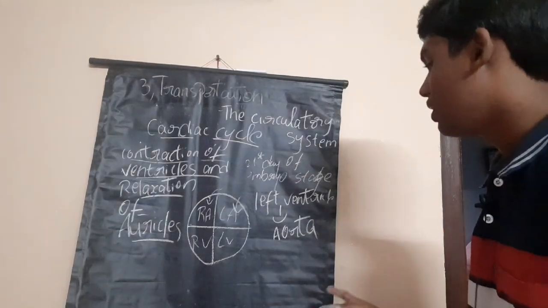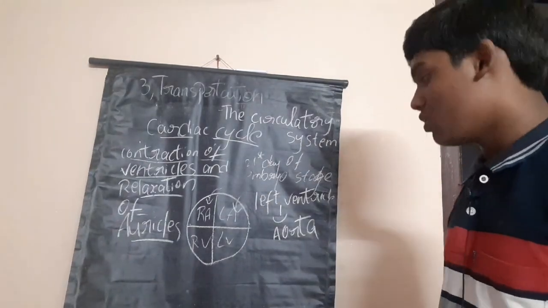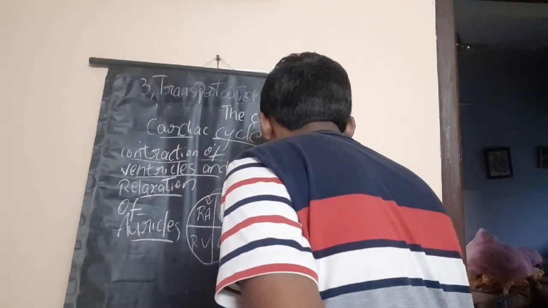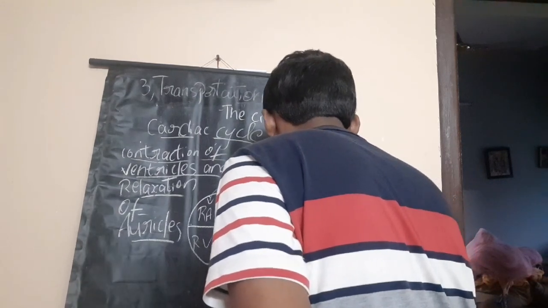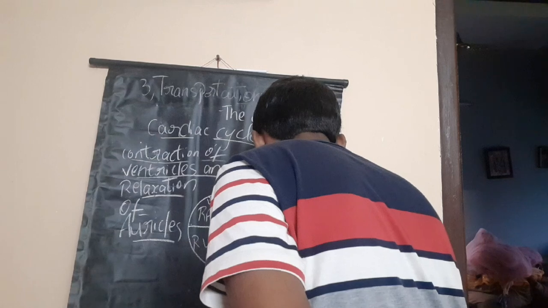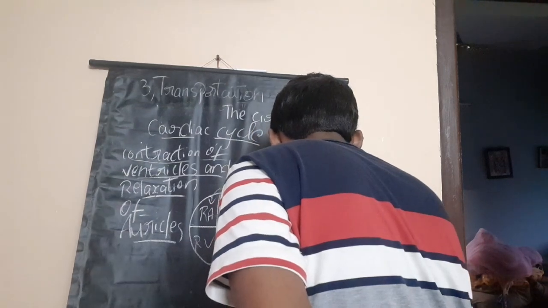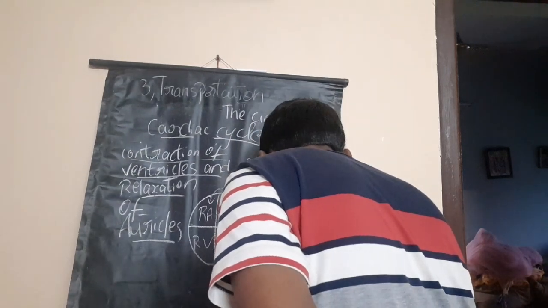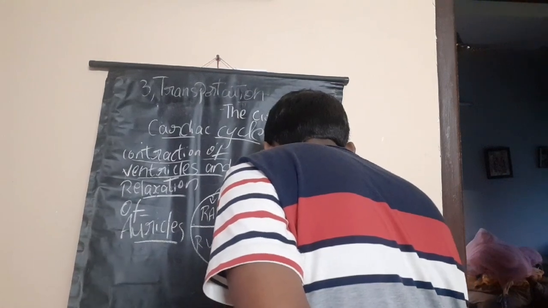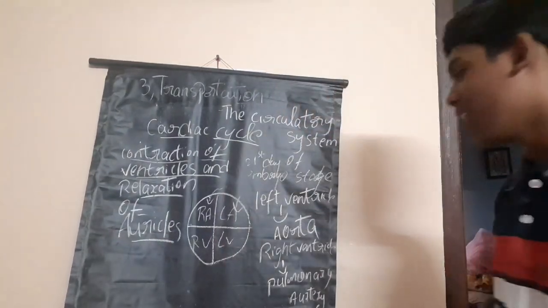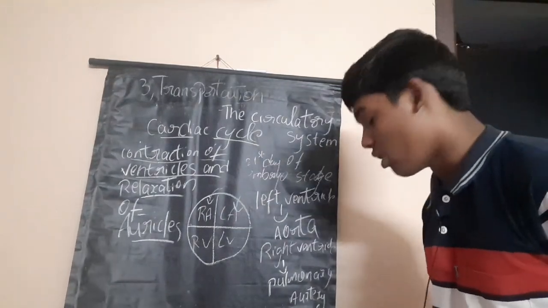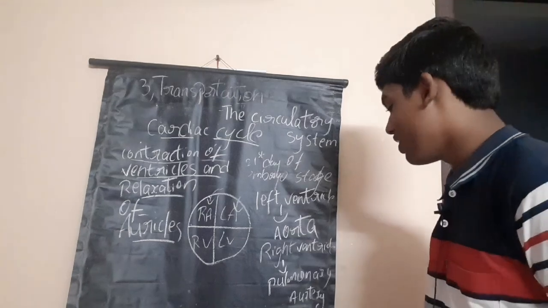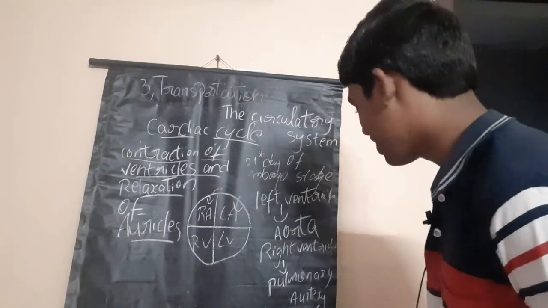And the right ventricle is carrying oxygenated blood to where? Pulmonary vein, pulmonary artery, sorry. The left ventricle is carrying oxygenated blood to the aorta, and the right ventricle is carrying deoxygenated blood to the pulmonary artery.